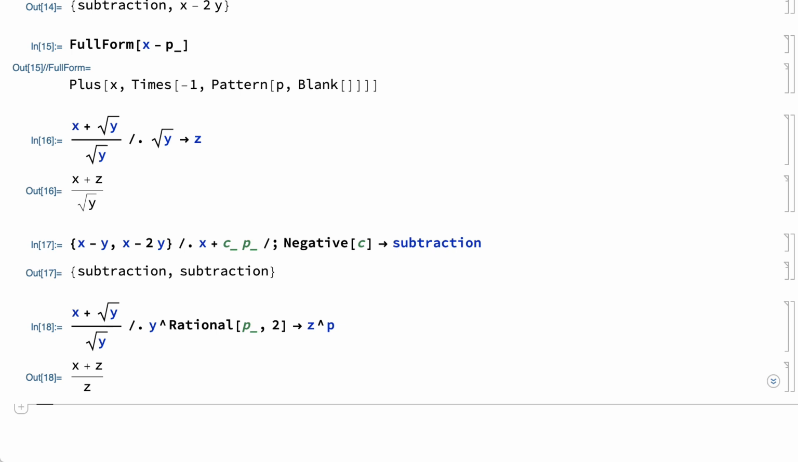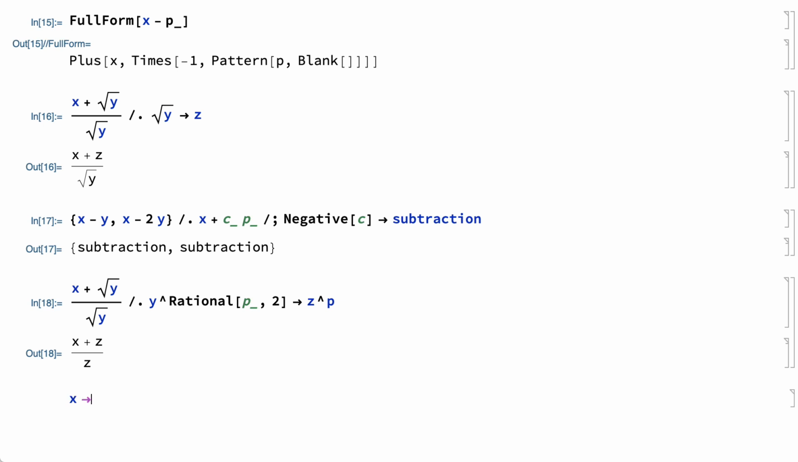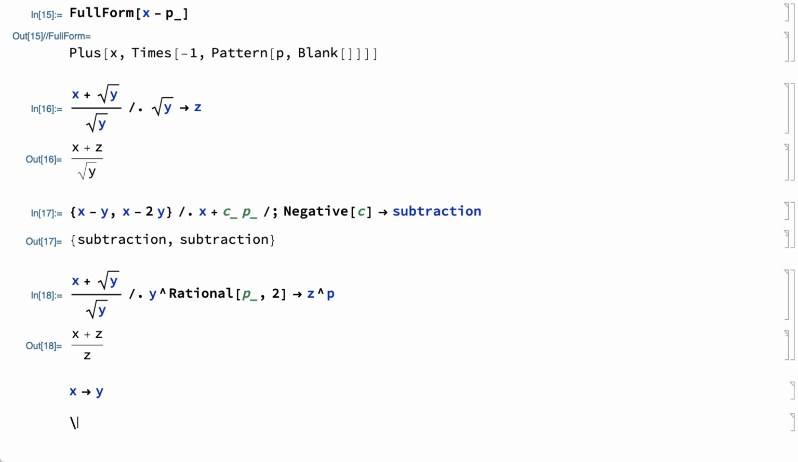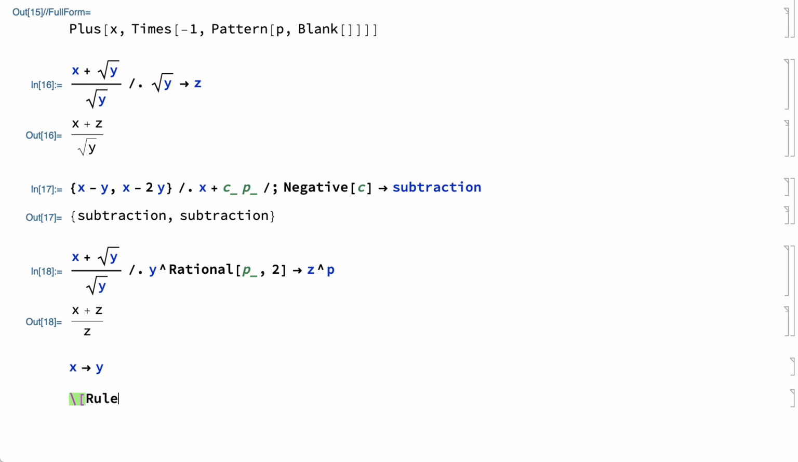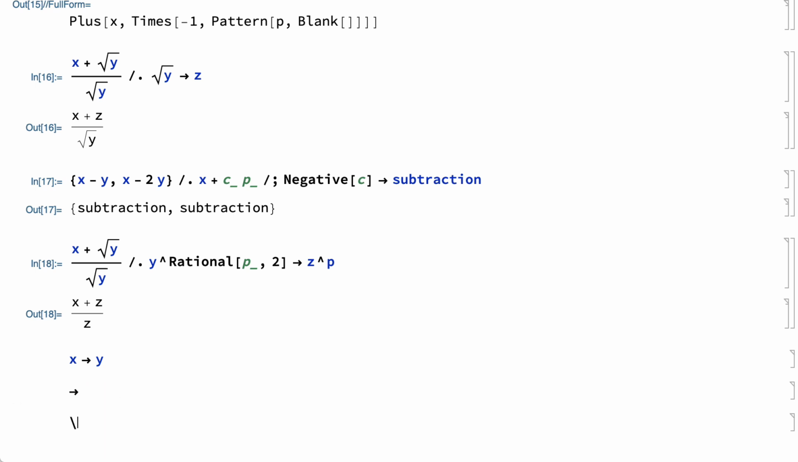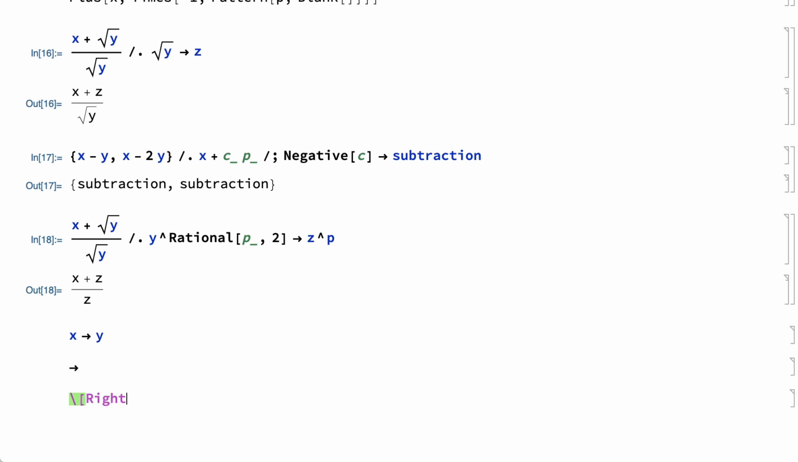FullForm can also be useful in analyzing some relatively uncommon problems involving similar-looking special characters. For example, the arrow that appears automatically when a replacement rule is entered is a special character called a rule character, but there is a similar-looking character called RightArrow, which could potentially be entered by accident, which can be entered by typing backslash followed by open square bracket followed by the name of the character followed by a closing square bracket.